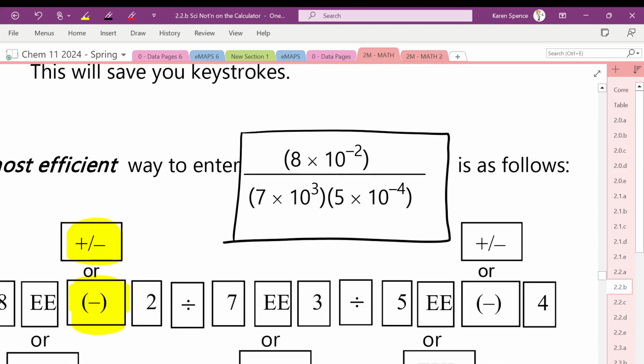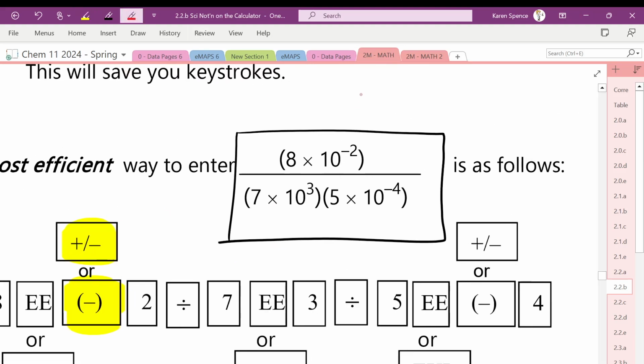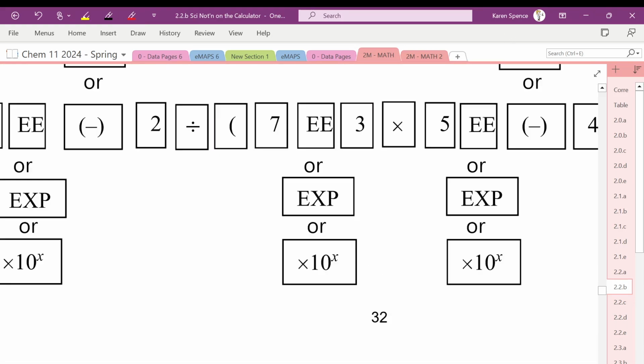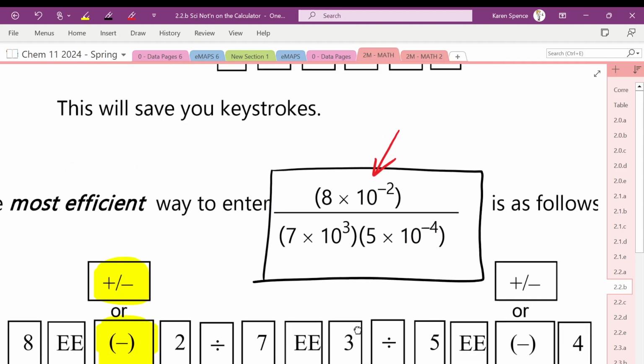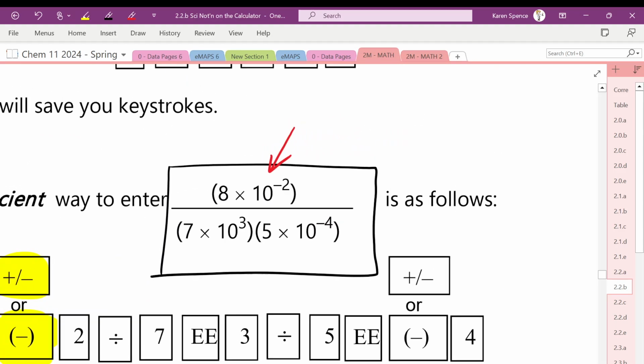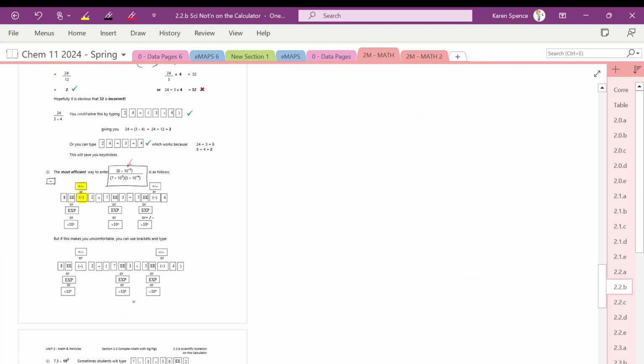Okay, so try typing in this and see what you get. And if you can't see it up here, it is on your sheet on page 32, about halfway down. And I would like you to show me what you get, okay? So I'm going to come over and see what you get when you type that in.